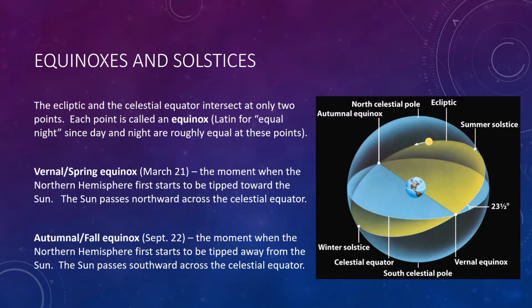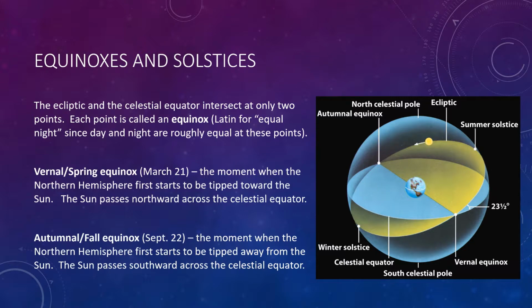For example, on about March 21st of each year, the sun passes northward across the celestial equator at the vernal equinox. So here's the sun, it moves around this ecliptic. Once you get down here, it starts to move northward and it passes the celestial equator in a northward direction, and when that happens, we have the vernal equinox. That occurs on March 21st. This marks the beginning of spring in the northern hemisphere, where vernal is from the Latin term for spring.